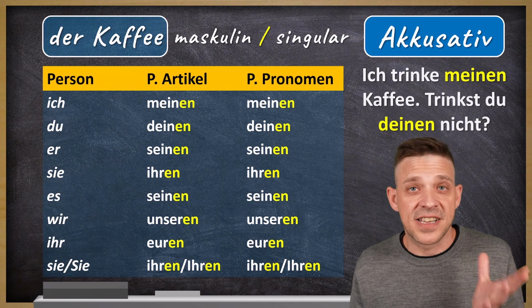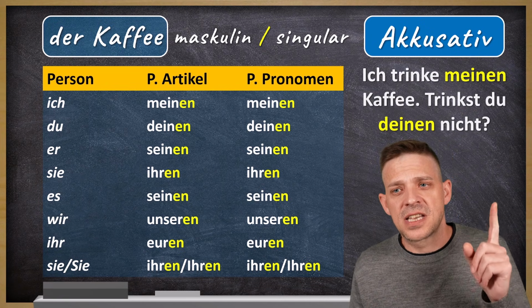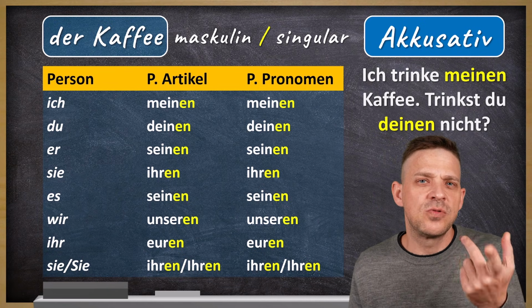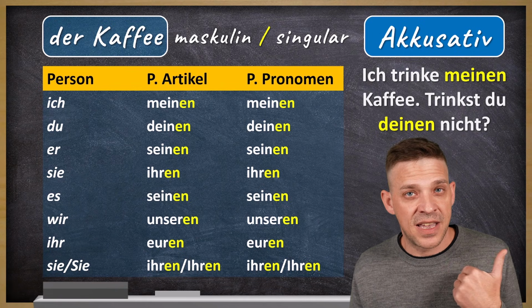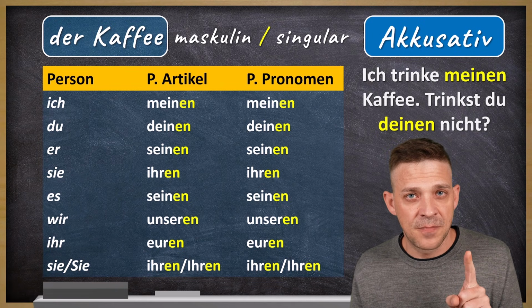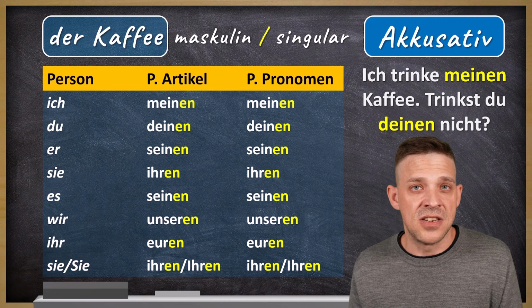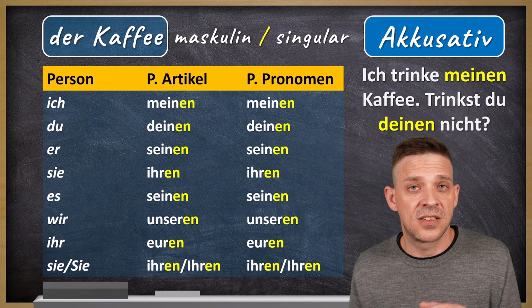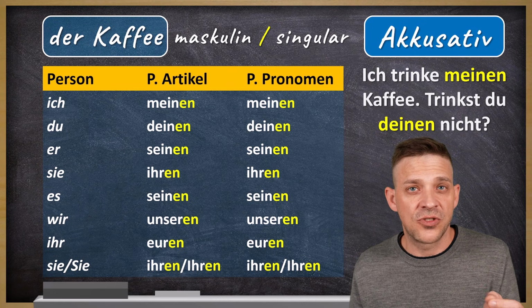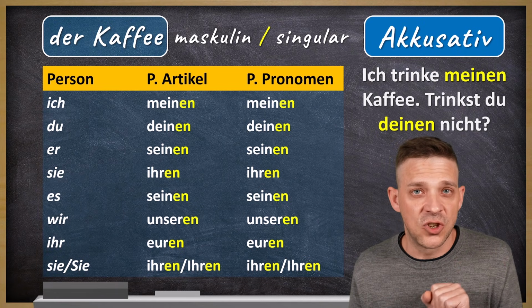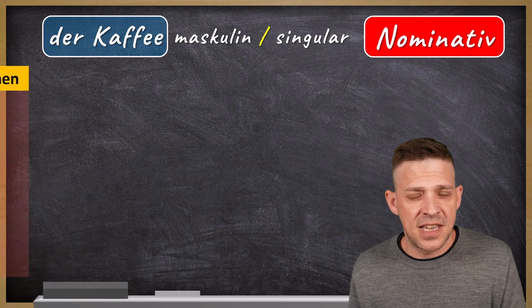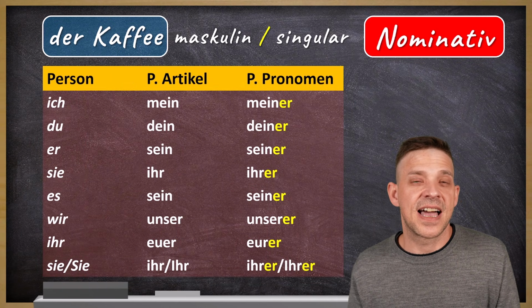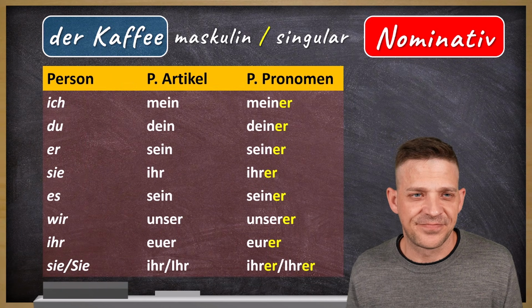Und they look exactly the same. Zum Beispiel, ich trinke meinen Kaffee, trinkst du deinen nicht? Ich trinke meinen Kaffee, I drink my coffee, possessive article. Trinkst du deinen nicht? Don't you drink yours? Are you not drinking yours? Possessive pronomen. Now let's keep this noun, but let's add a table with nominative.